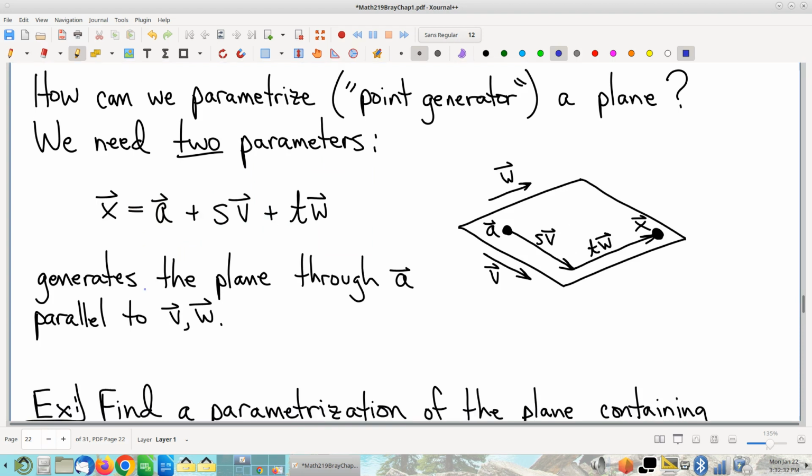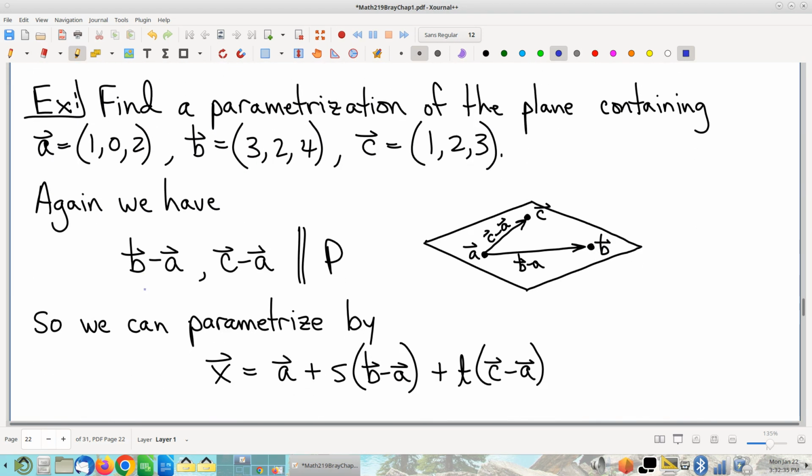All right, so example. Hopefully a familiar example. You may recall we've previously talked about this plane that contains three given points, A, B, C. And we talked about how to find the equation of this plane. Now we're going to find a parameterization of this plane. We previously talked about how you can subtract one from the other two to make vectors parallel to the plane.